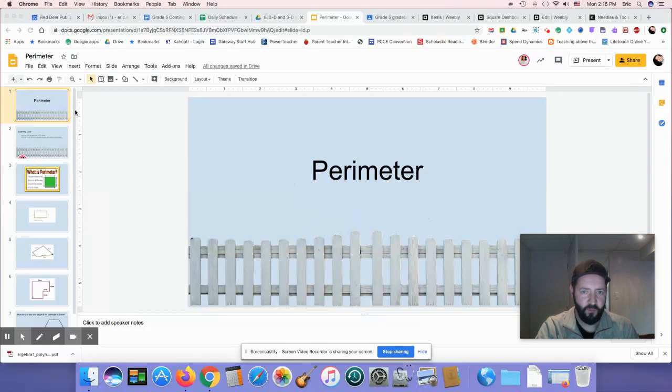So, perimeter. Yeah, we were just outside. We had a look at maybe some practical applications of where you might use this in your life. But let's dig in. We're going to learn about perimeter right now.